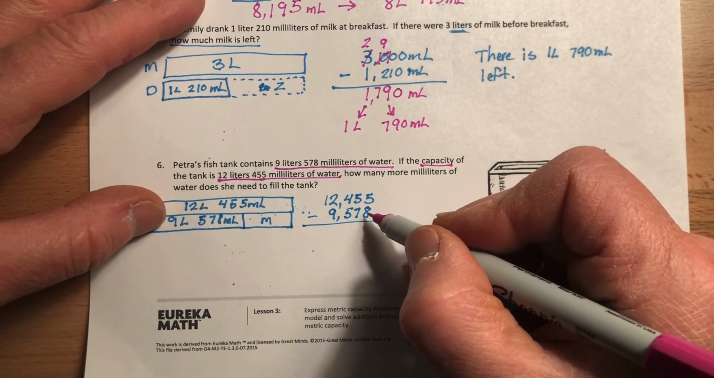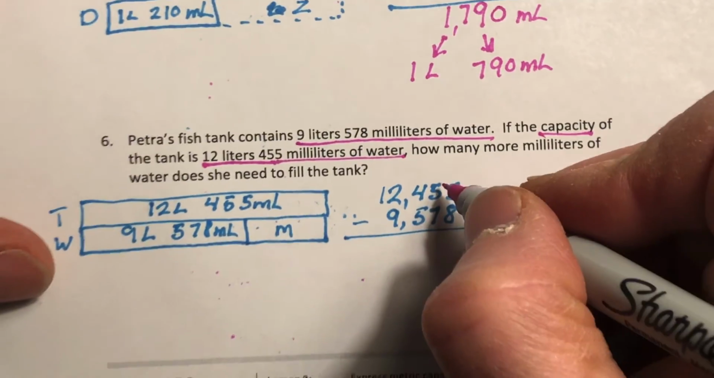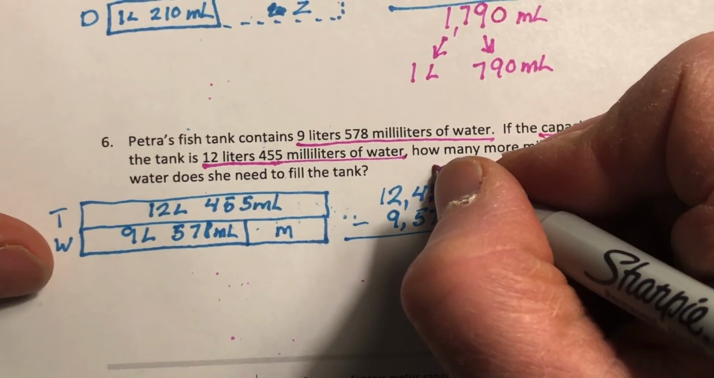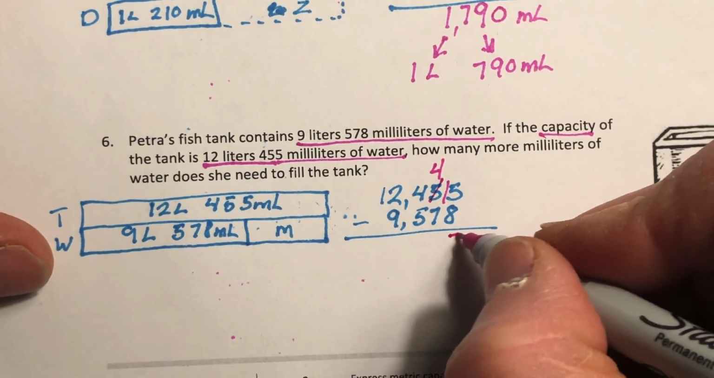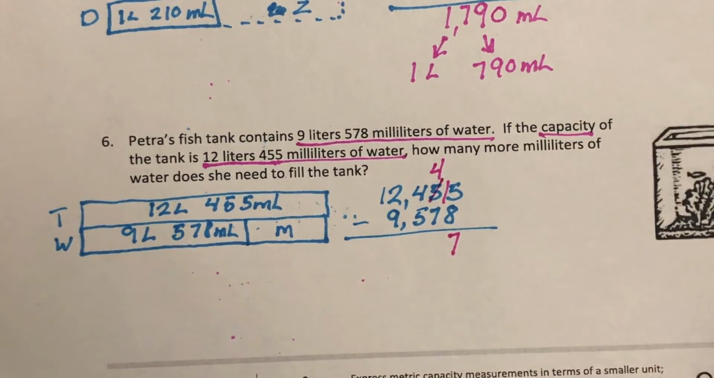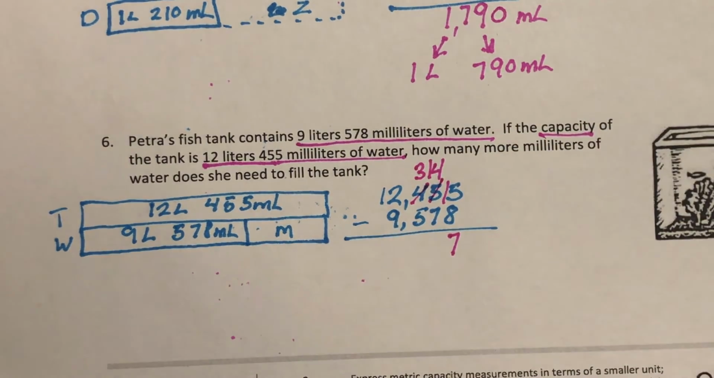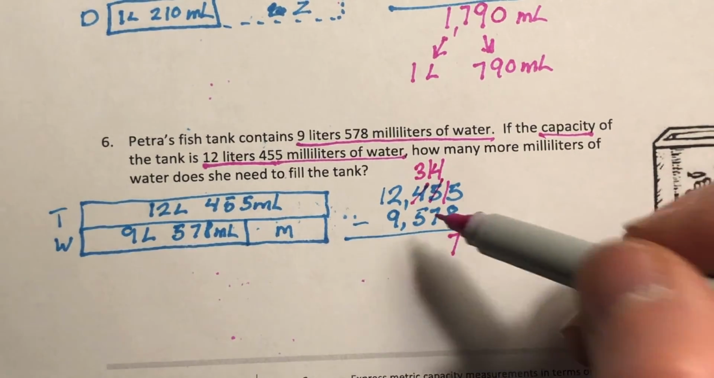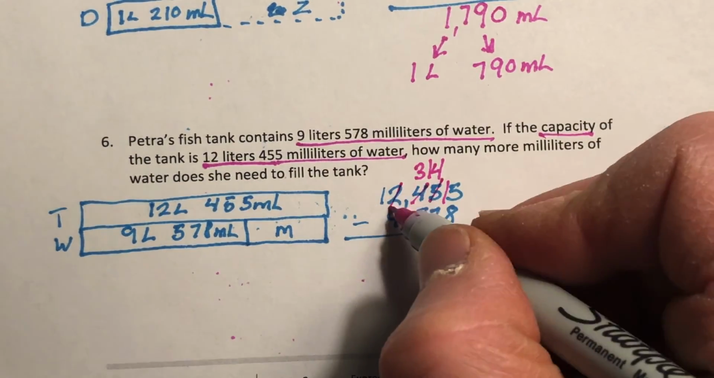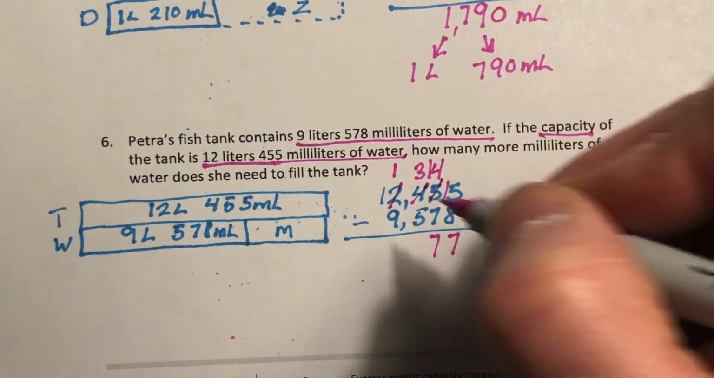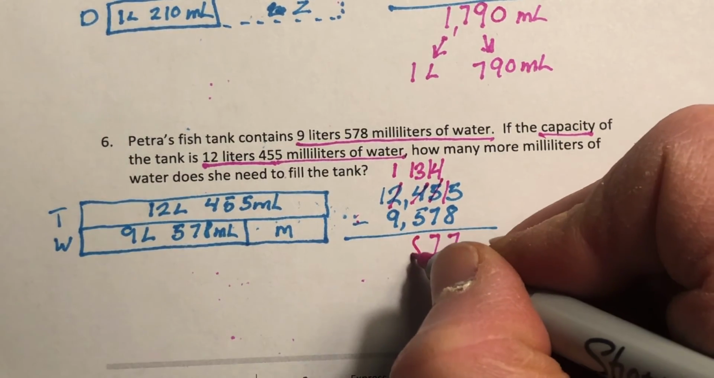5 minus 8, can't do it. So I'm going to cross off the tens place here, cross out the 5, leave a 4, make this a 15. 15 minus 8 is 7. 4 minus 8, can't do it. So I'm going to go over here to the hundreds place, cross out the 4, leave a 3, make this 4 into a 14. 14 minus 7 is 7. 3 minus 5, can't do. Cross out the 2 in the thousands place, leave 1. Take that 1 and bring over here. 13 minus 5 is 8.